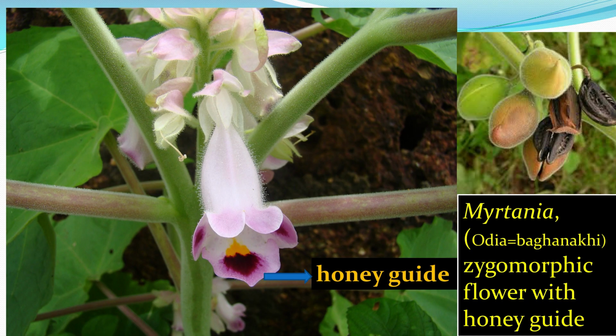Next, this one is very interesting. This is Myrtania, and in Odia it is called Baghonokhi. It is a bilaterally symmetrical flower, and a specific kind of spot is present at the mouth of the gamopetalous corolla, and that is called the honey guide. Plants use that honey guide for attracting certain kinds of insects.